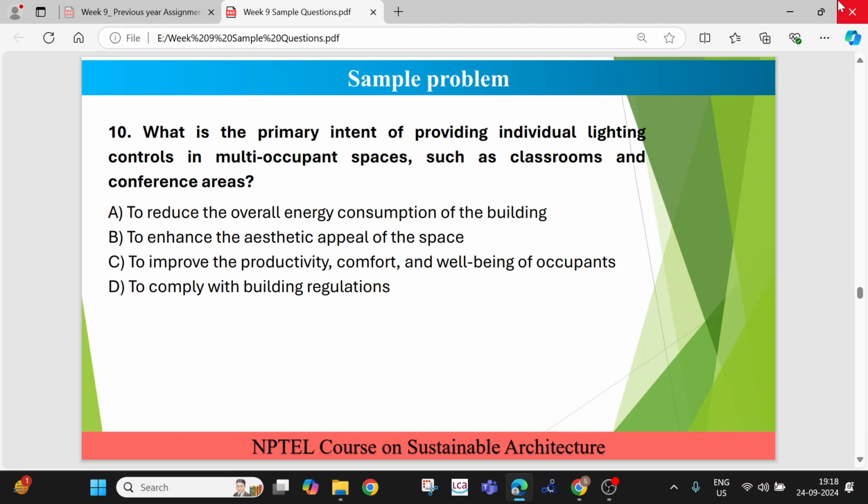That's why option A, to reduce the overall energy consumption of the building, might have been answered, but it is a secondary benefit. The primary benefit is as stated in option C, and whenever you achieve the primary benefit, overall energy consumption will be reduced. That will be the secondary benefit, or overall the result of the primary benefit. Fine. So option C is the right answer. Is it clear?